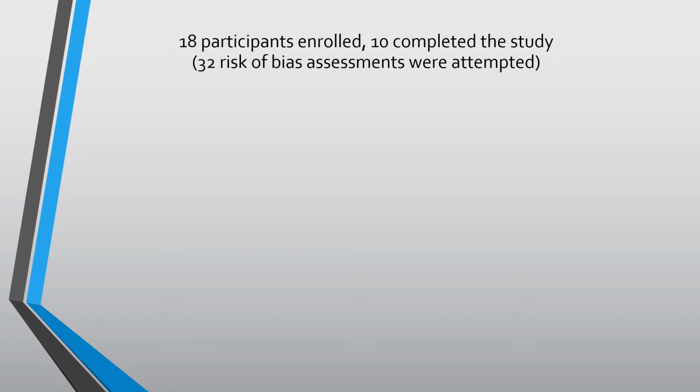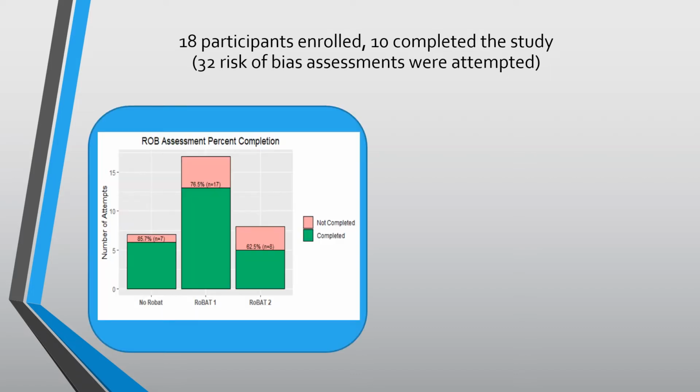18 people enrolled, but only 10 completed any risk of bias assessments and reported on 32 risk of bias assessment attempts. Most risk of bias assessments could be completed, and there were no significant differences in completion rates with or without the ROBAT.